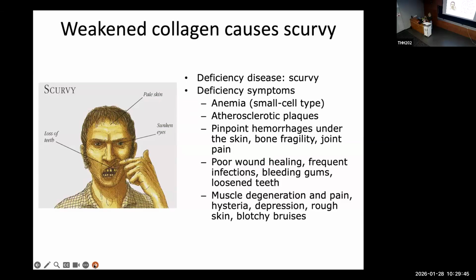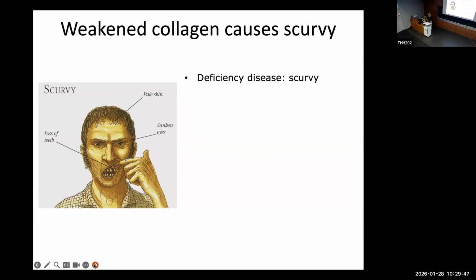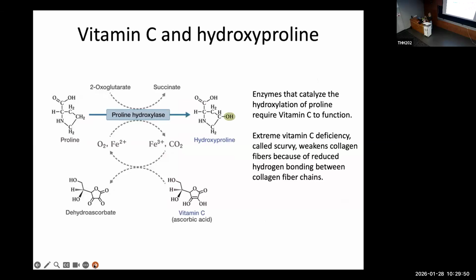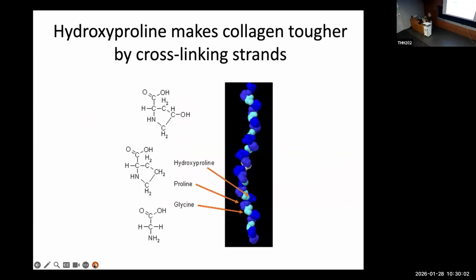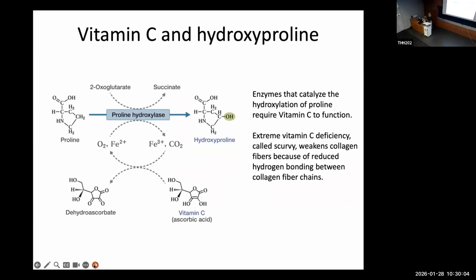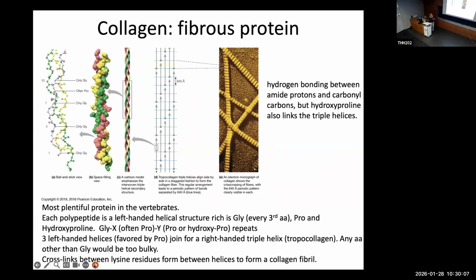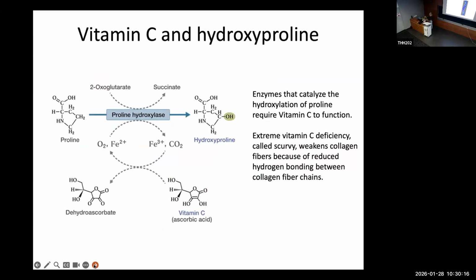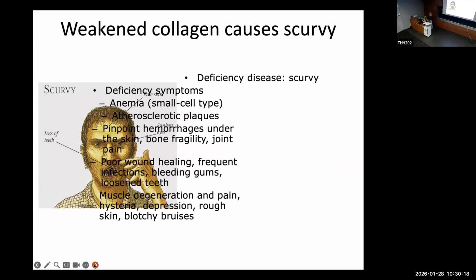You said that extreme vitamin C deficiency leads to something which weakens collagen fibers, so the lack of hydroxyproline. Yes, because you can't add this hydroxyl group, you're reducing the amount of hydrogen bonding that can occur between the polypeptides at that level of structure. Mm-hmm. Okay.